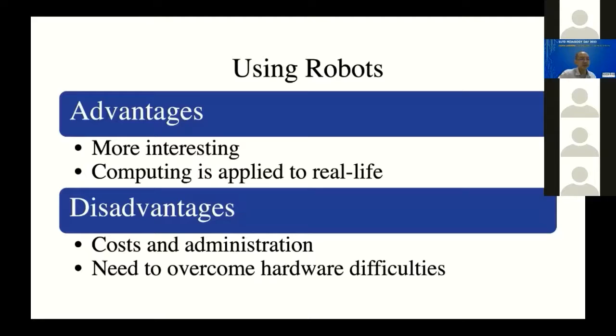But there are also some disadvantages when you're using robots. One is the cost and the logistics. You have to keep the robots, and there can be hardware failures, so you have to replace the robots every year or after every semester. And when you do programming with robots and things are not working, students may not know whether it is a hardware failure or a bug in their code, especially novice programmers. So it hinders certain learning in that sense.